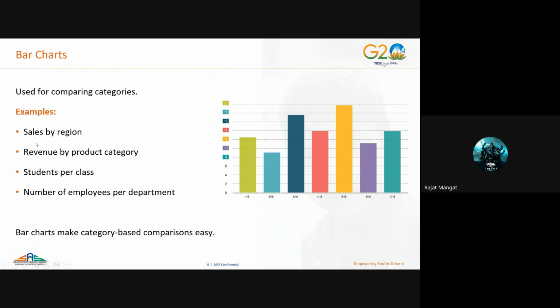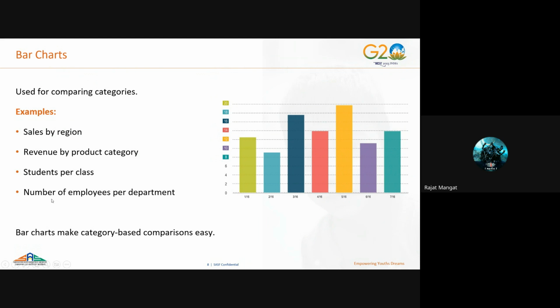Like sales by region, like I was telling you in this example, we are seeing in the northern region which product is getting more sales. Revenue by product category: product category will come on the horizontal axis, revenue on the vertical axis. The higher the height, the higher the revenue, meaning that product is generating the highest revenue for us. This is how you derive results from data and visualize data. Students per class, like A, B, C, D.